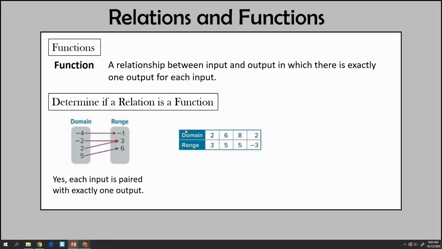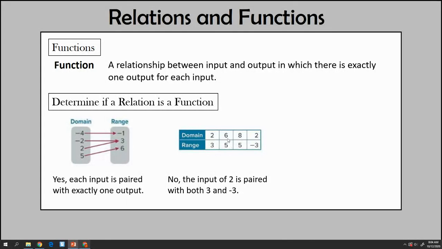Now go over here and look at this example. There's a domain, there's its range. There's a domain, there's its range, right? This is a table. Is this a function? It's a relation. Is it a function? The answer is no. The 2 was an input and it got an output of 3, and then they input 2 again and get an answer of -3. We can't have an input paired with two different outputs.